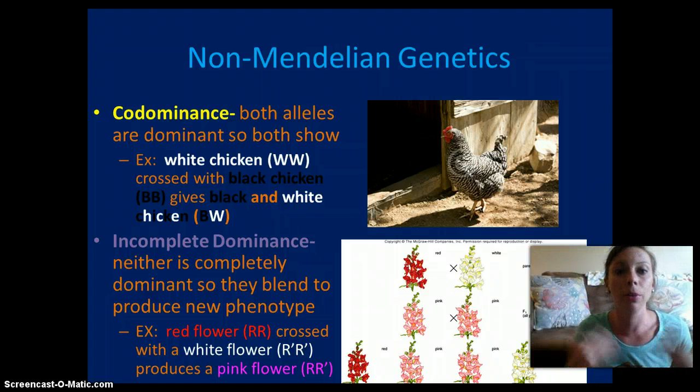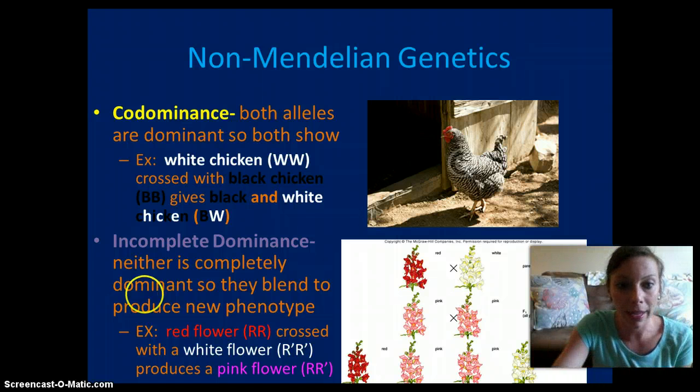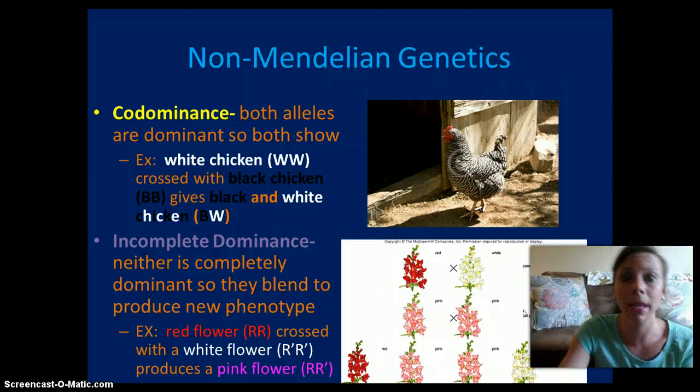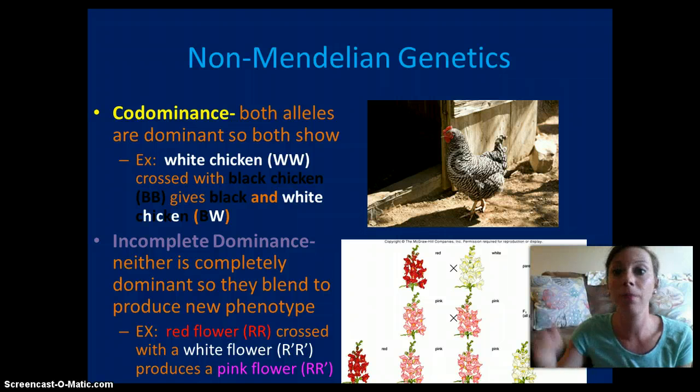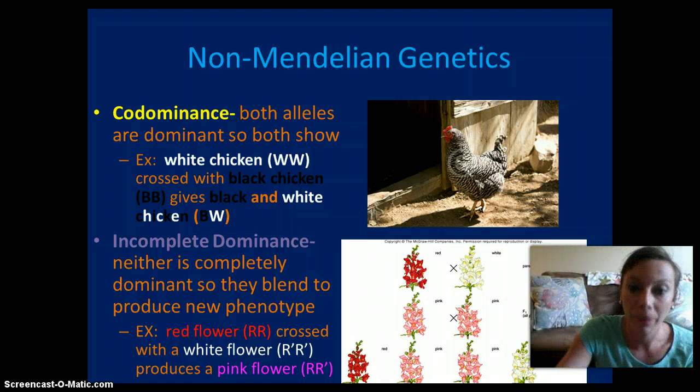Incomplete dominance is when neither trait is completely dominant over the other, so they are going to blend together to produce a new phenotype. So the example here would be red flowers crossed with white flowers to give us pink flowers. And you can see that the incomplete dominants are represented with apostrophes. Another example would be if we had short and long phenotypes, and we would get medium. So it's an intermediate version or a blending of traits.